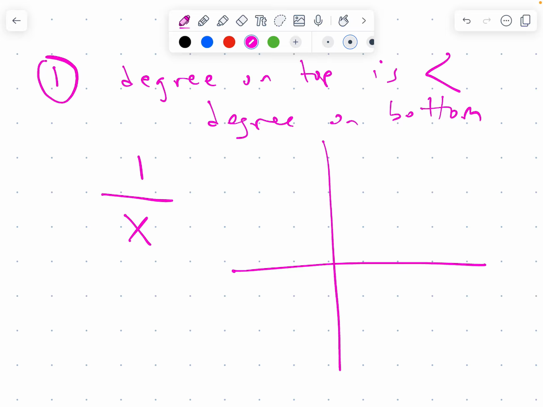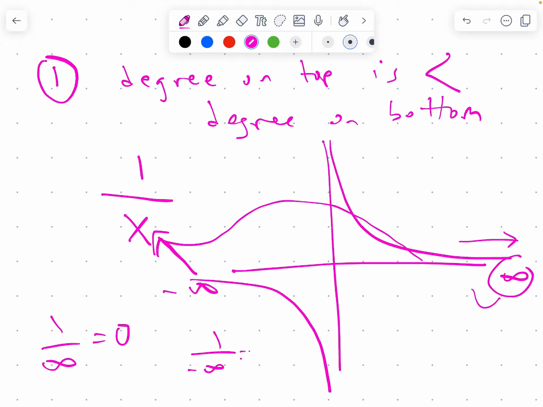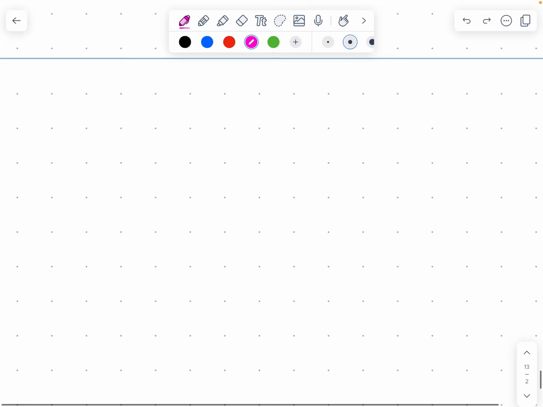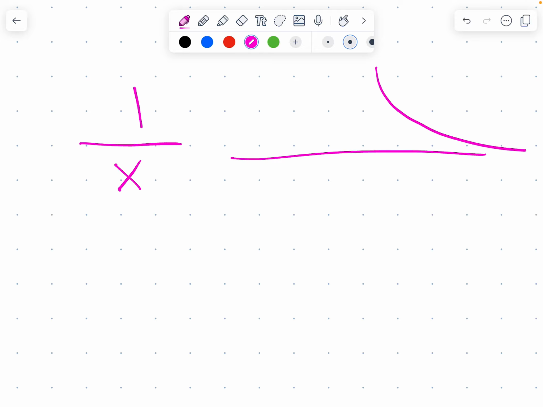As I approach infinity, you end up going like this, and you end up going like this. So as I approach infinity this way, if I put in an infinity, right, if the x value is infinity, and I put that infinity right there, 1 over infinity is equal to 0. And if I put in negative infinity in there, 1 over negative infinity is also 0. Okay, so if the degree on the bottom is bigger than the degree on the top, like 1 over x, then it's going to be like this. It's going to approach that.